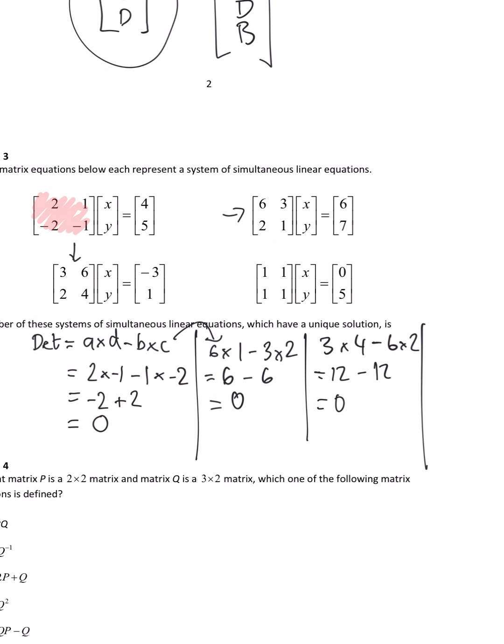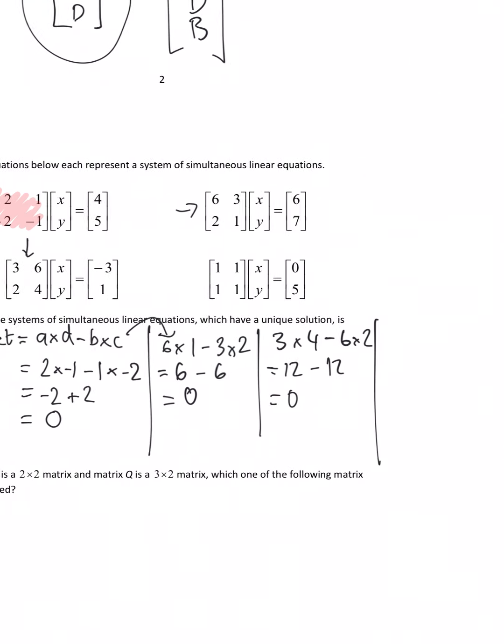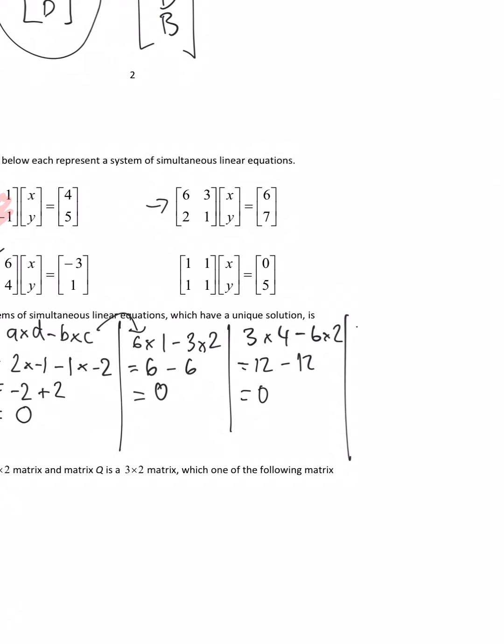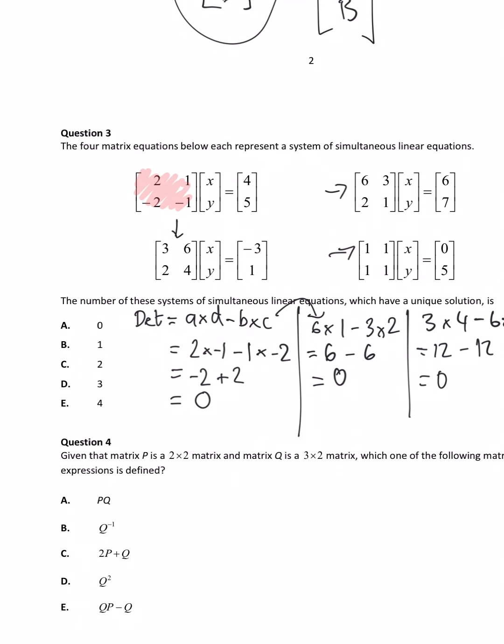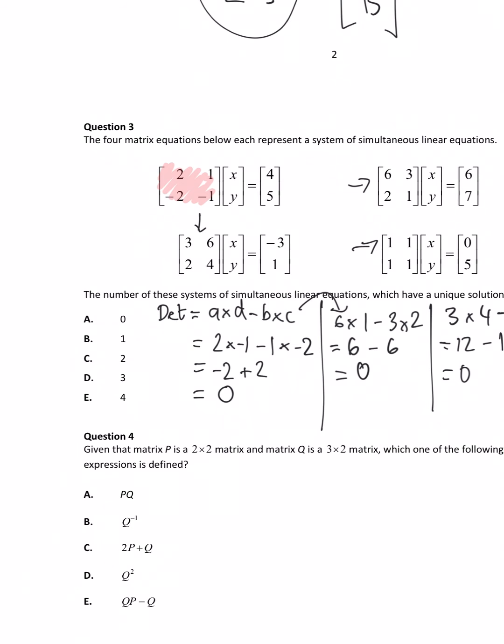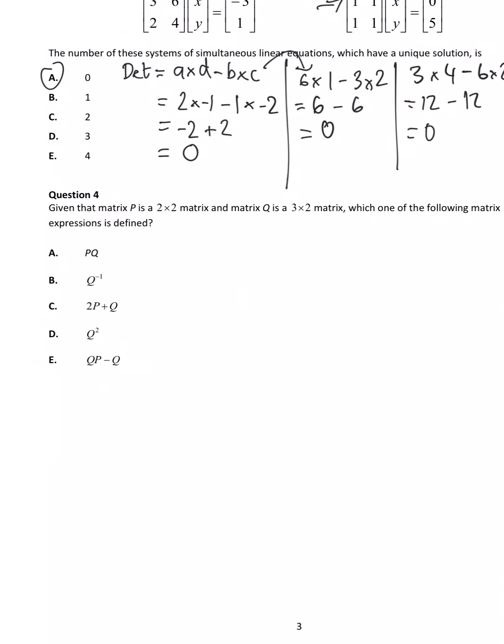All right, and the last one, move across, is 1 times 1 minus 1 times 1. Okay, 1 times 1 is 1, minus 1 times 1 is 1. All right, so that all equals 0. Okay, so none of these matrices or linear equations will have a solution. So the answer's A. Cool, moving on.